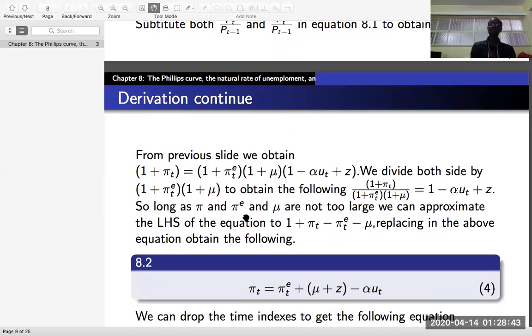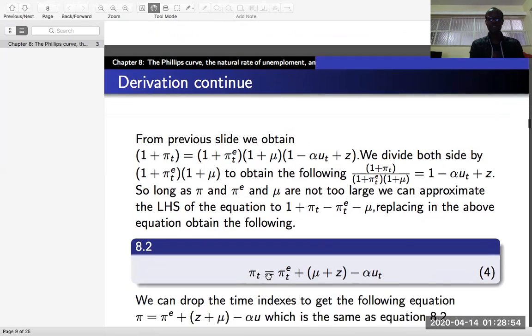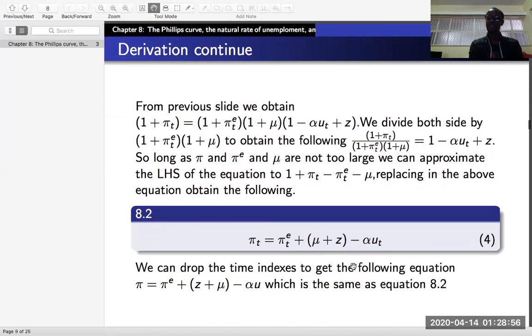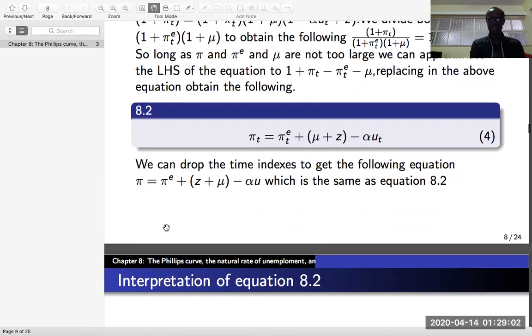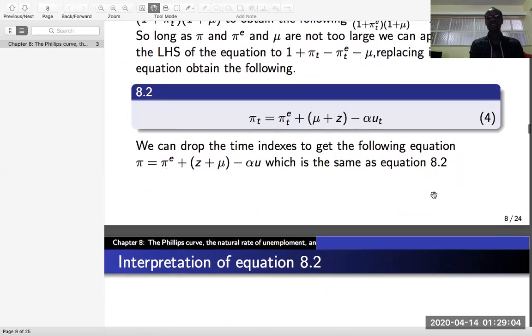Now, if you assume that pi, pi e, and mu are not too large, we can approximate the left-hand side of the equation to become this. Replacing in the above equation, we obtain that current inflation is equal to expected inflation plus mu plus z minus alpha u_t. We can drop the time index to obtain what is in the book, and this is the equation you get, equation 8.2.